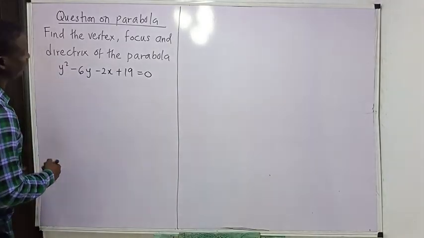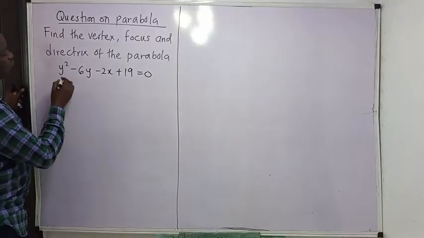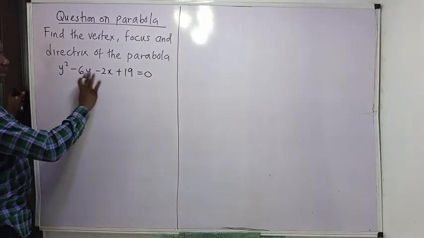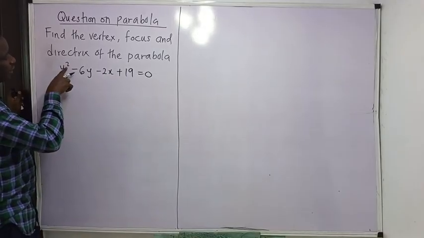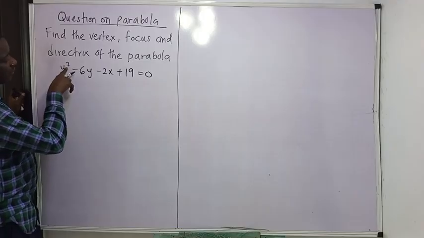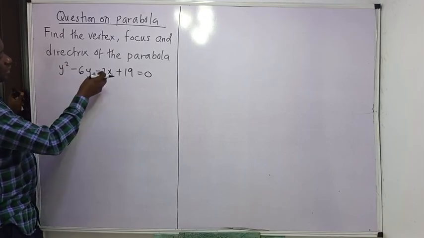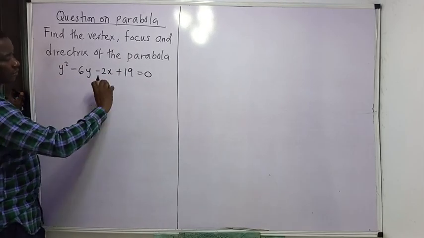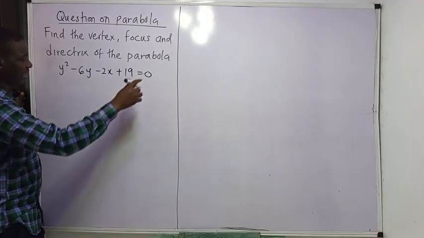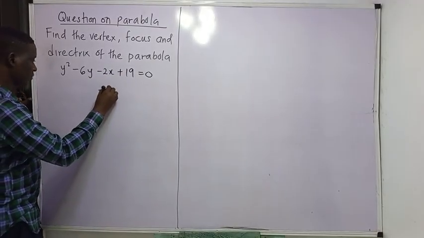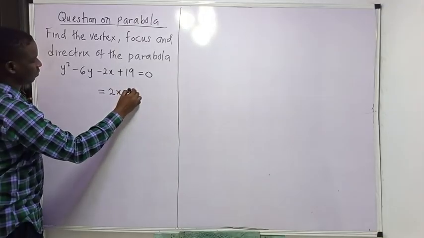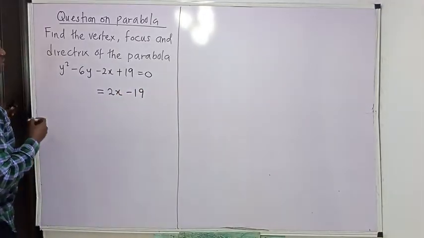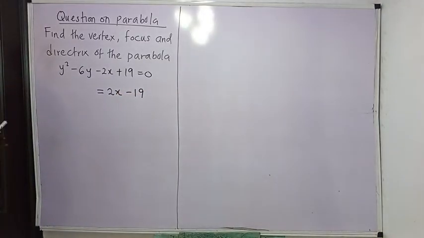What we are going to do first is to know that this particular parabola equation lies along the x-axis. Why? Don't forget the y is carrying the square here, so it is a quadratic, second degree equation. So we take minus 2x to the other side to become 2x. Take this plus 19 to the other side, it becomes minus 19.